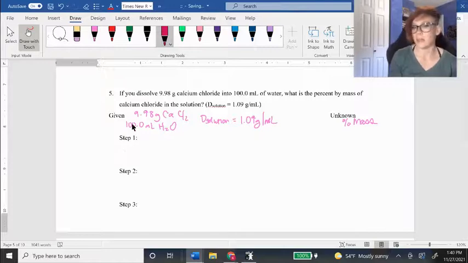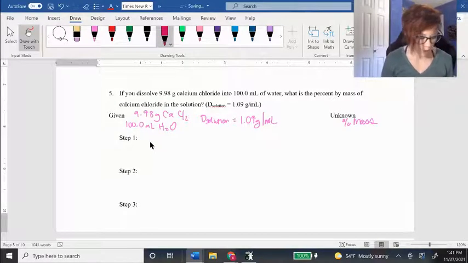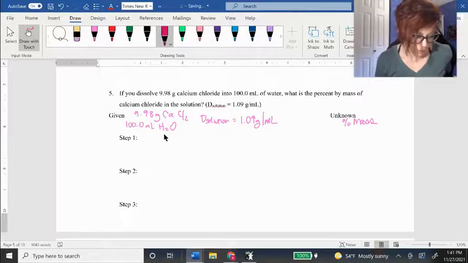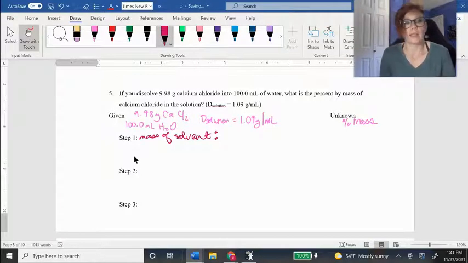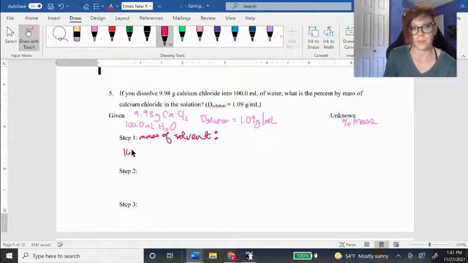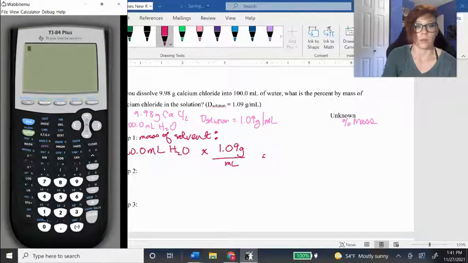My first step in this problem is to find the mass of the solvent. So I have 100.0 milliliters of water, and I'm going to multiply that times the density of water to get the mass of water, 1.09 grams divided by milliliters. So I have 100 milliliters, and I'm going to multiply that times 1.09.